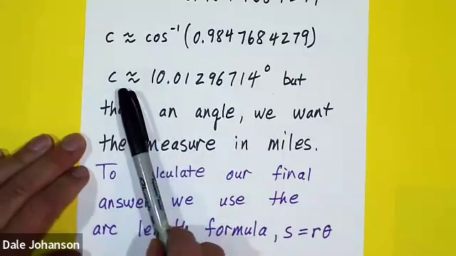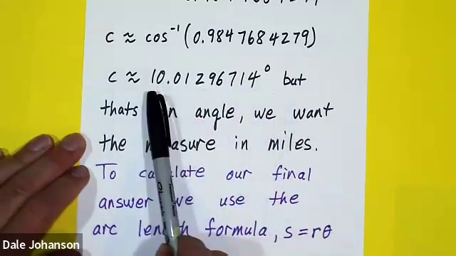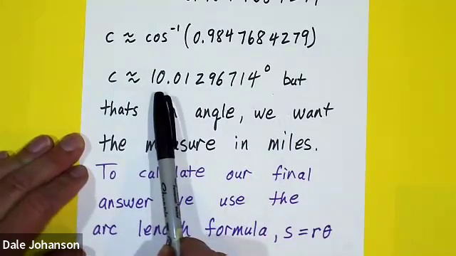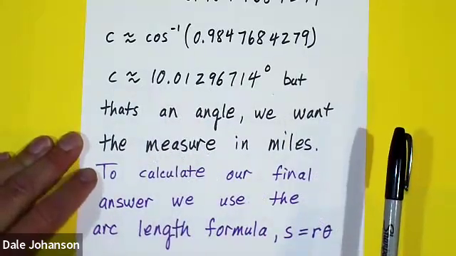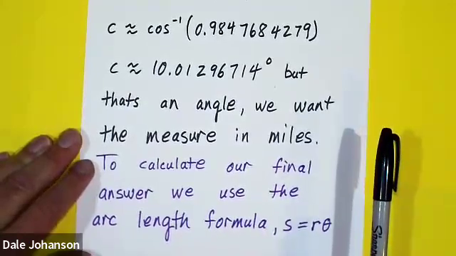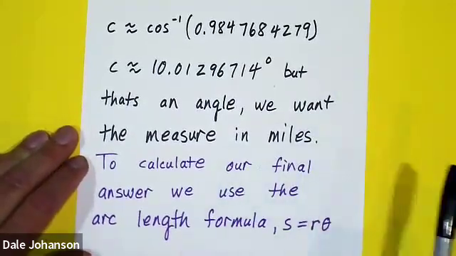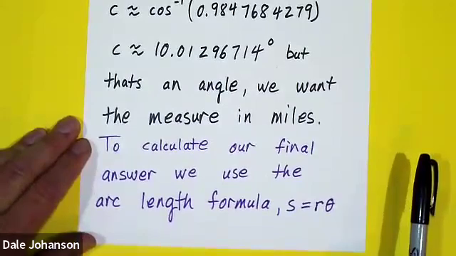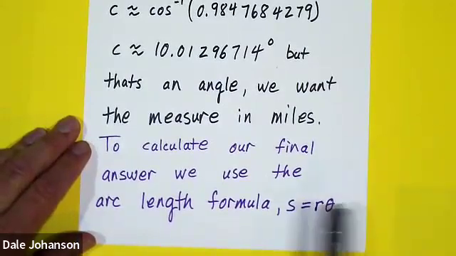So C, again, I'm in degree mode. It's this number of degrees, just a little bit more than 10 degrees. But again, we don't want to know what C is in terms of degrees, but we want to measure in miles. So to calculate our final answer, we use yet another formula, the arc length formula, which is S, the arc.